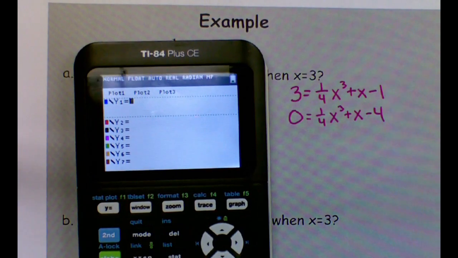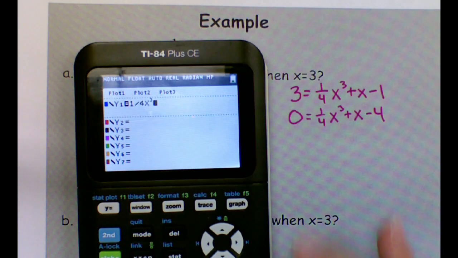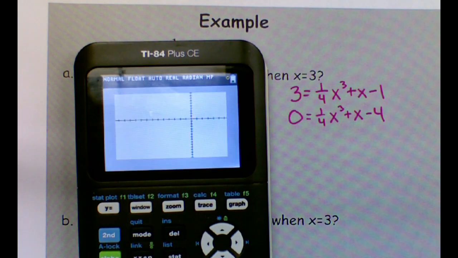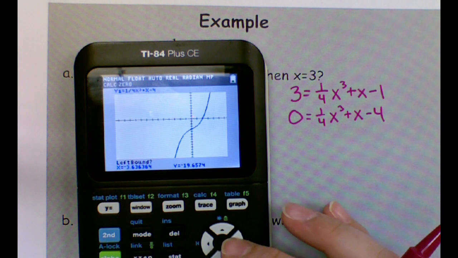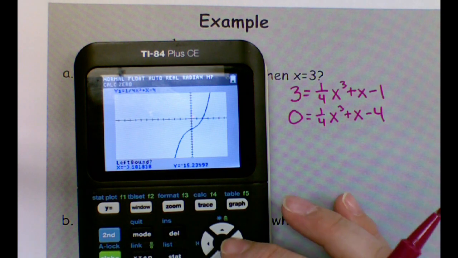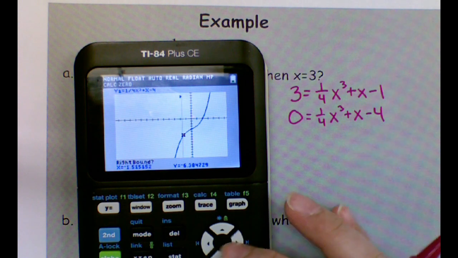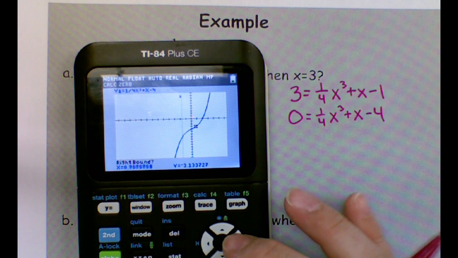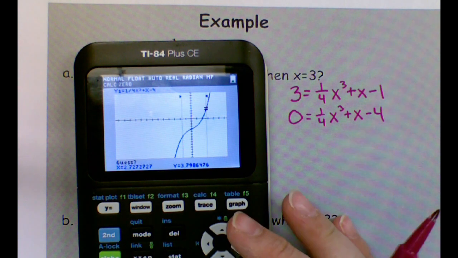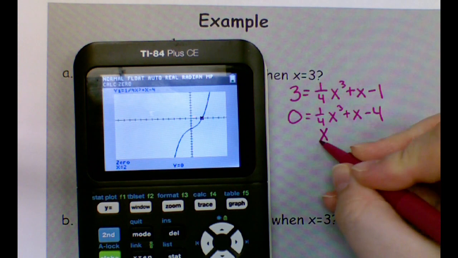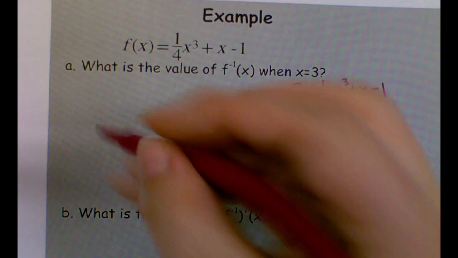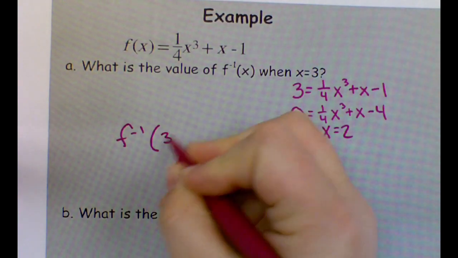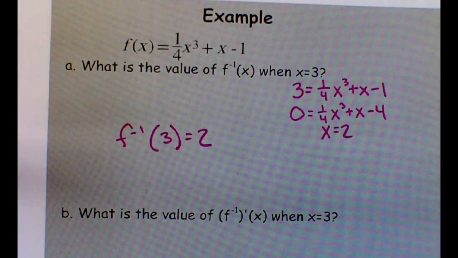So if I take my graph, I say 1/4 x to the 3rd power plus x minus 4. Graph it. Oh, I can see it crosses right there at about 2. Let's find out if that's actually it. Find my zero. There we go. And oh, it is at 2. So that means the value of f inverse of 3 is that original x value of 2.